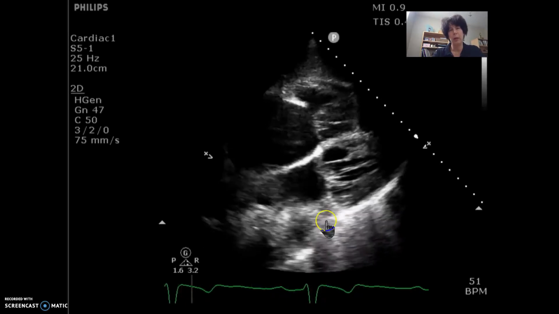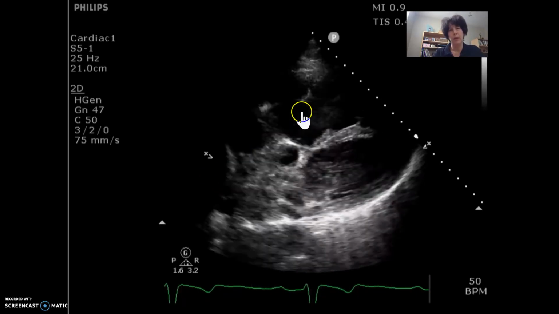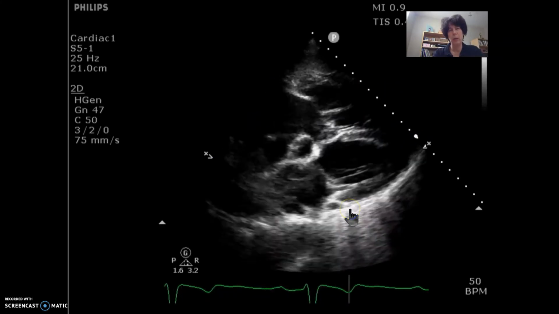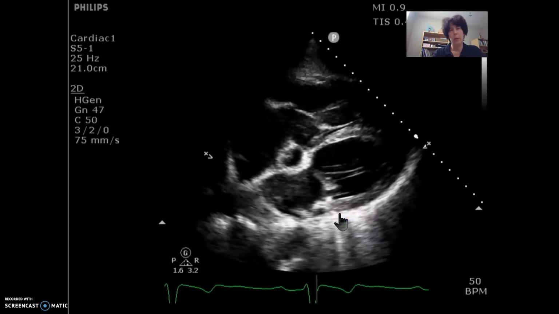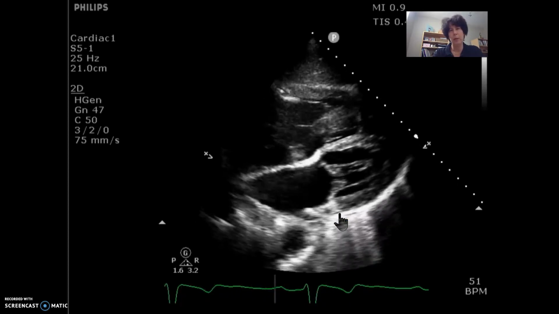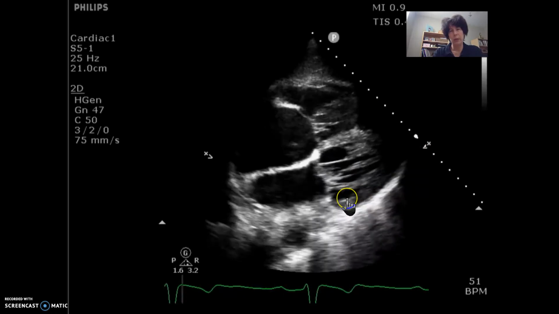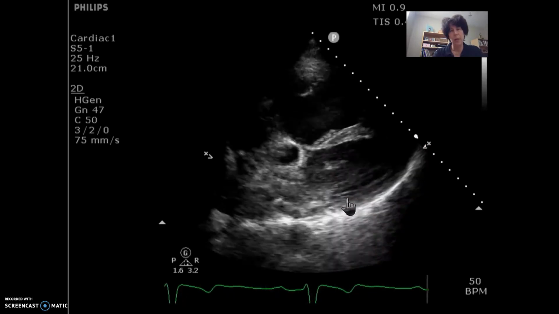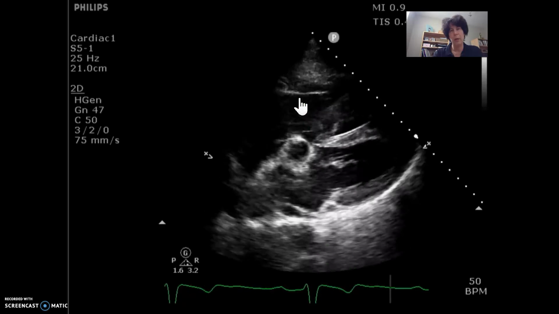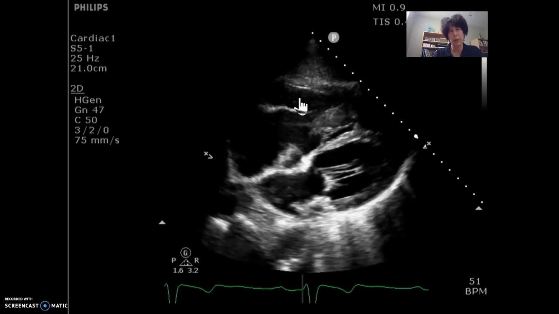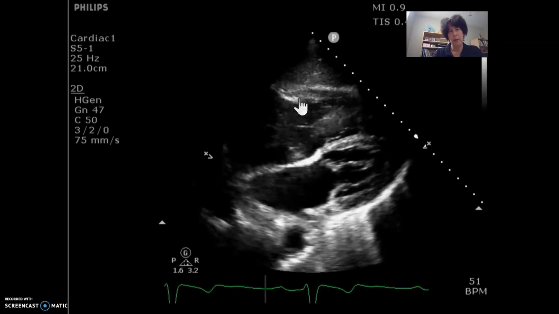So remember that we have our left atrium, our right atrium, right ventricle, and left ventricle. I want you to think a little bit about your comparative sizes of what the right ventricle should be compared to the left ventricle. And also, with the history of pulmonary hypertension, think a little bit about the RV function and see what you think.